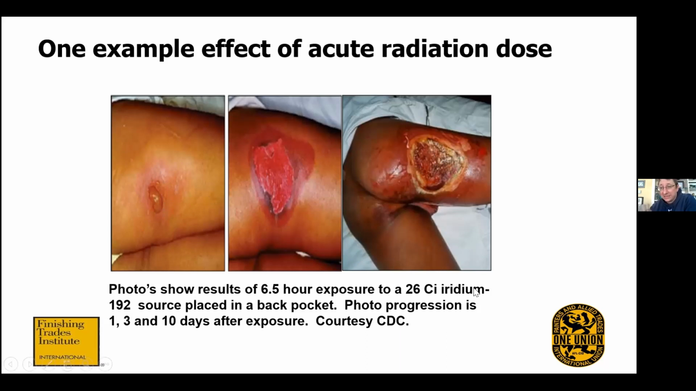This is 26 Curies. Remember back to that Brazil example that I gave? It was 1,300 plus Curies, right? That's a huge dose. But look at what this did. And this isn't a very big dose. So this stuff can be extremely dangerous if folks aren't using it under appropriate controls.